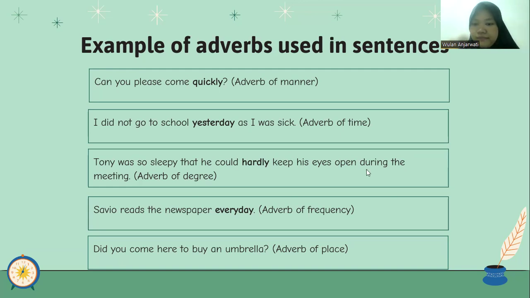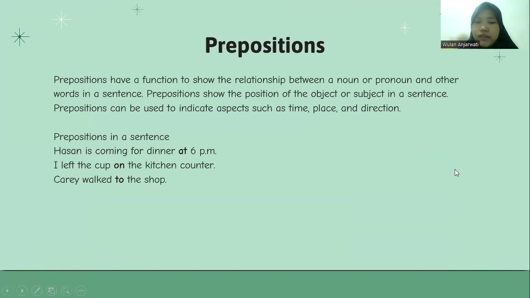Next, preposition. Prepositions have the function of showing the relationship between a noun or pronoun and other words in a sentence. Prepositions show the position of the object or subject in a sentence. Prepositions can be used to indicate aspects such as time, place, and direction.